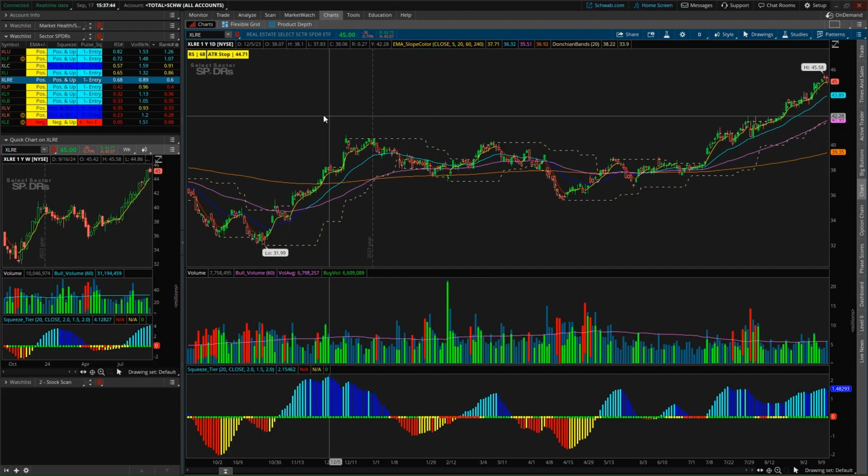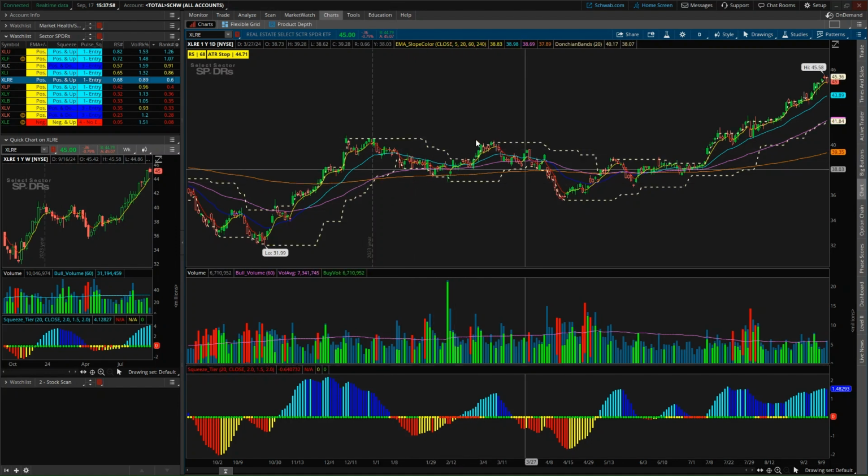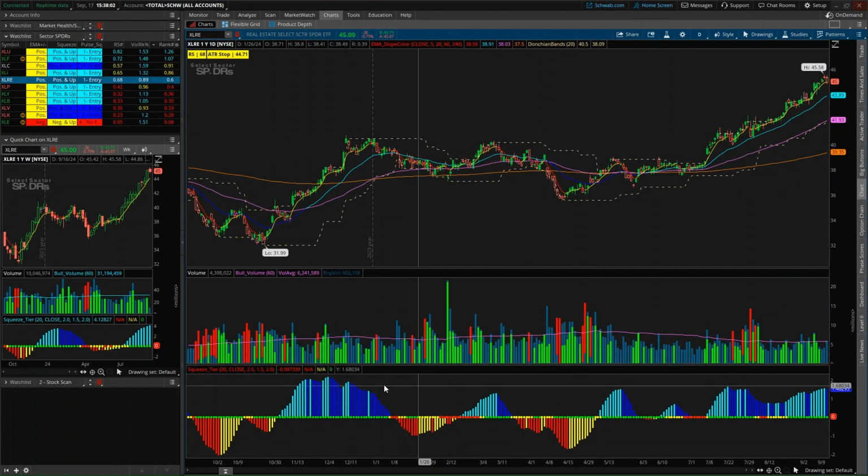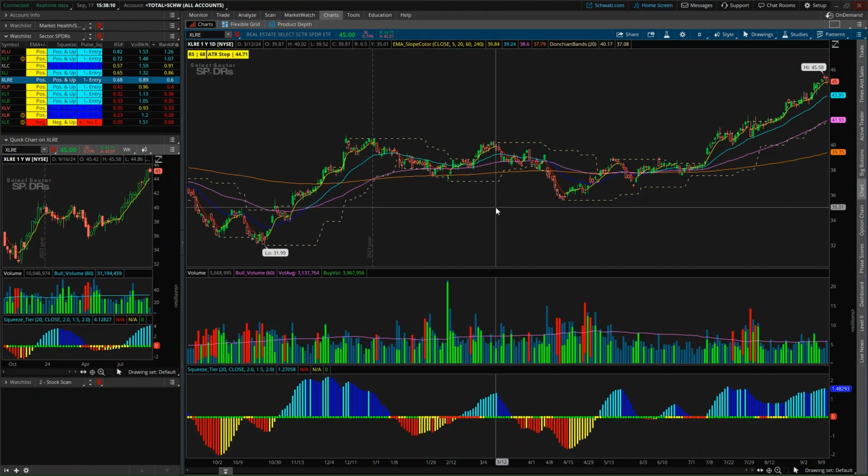For individual stocks, I look at daily charts as my main graph. I've got EMAs of 5, 20, 60, and 240, which represent weekly, monthly, quarterly, and annual. I've got 20-period Donchian channels here to help me identify breakouts. Then I use the squeeze indicator for my momentum and also to look for consolidation conditions, so I look at either 1.5 or 2 ATR squeezes.